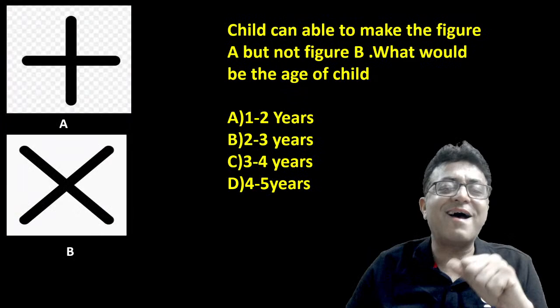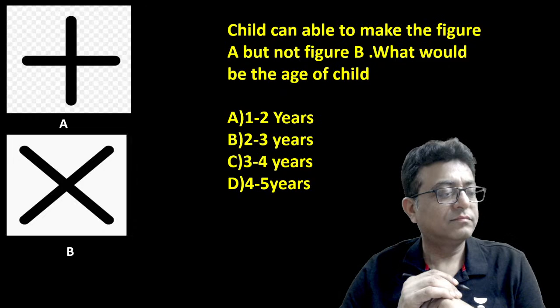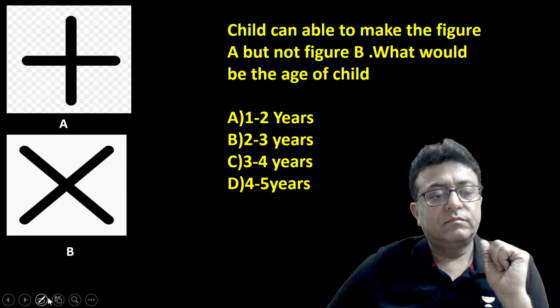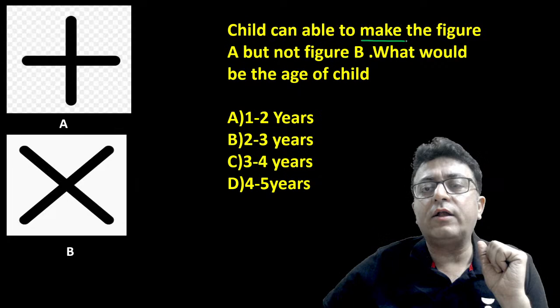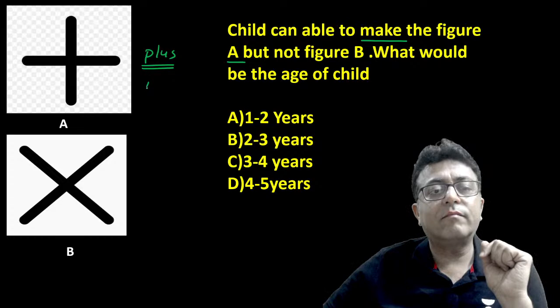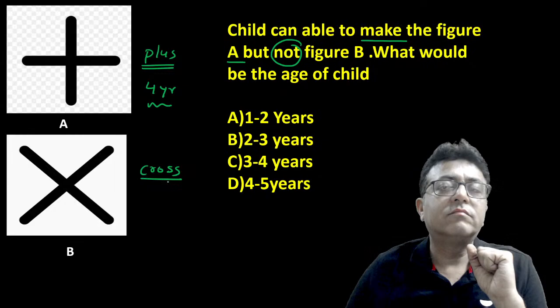Answer this. Such a classic question. Read carefully, think, then answer. The child can make figure A. What is figure A? It's the plus sign. Which a child can make at 4 years of age. But not figure B. What is figure B? It is the cross sign, which a child can make at 5 years.